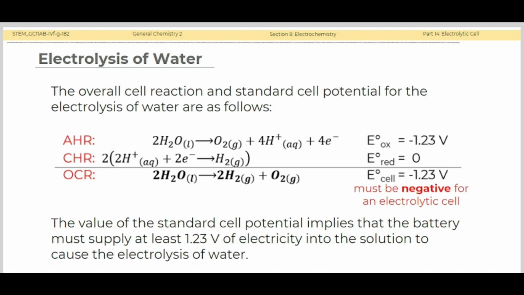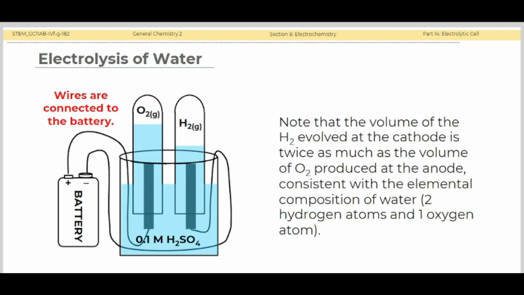The value of the standard cell potential implies that the battery must supply at least 1.23 volts of electricity into the solution to cause the electrolysis of the water. Note that the volume of the hydrogen evolved at the cathode is twice as much as the volume of oxygen produced at the anode, consistent with the elemental composition of water: 2 hydrogen atoms and 1 oxygen atom.